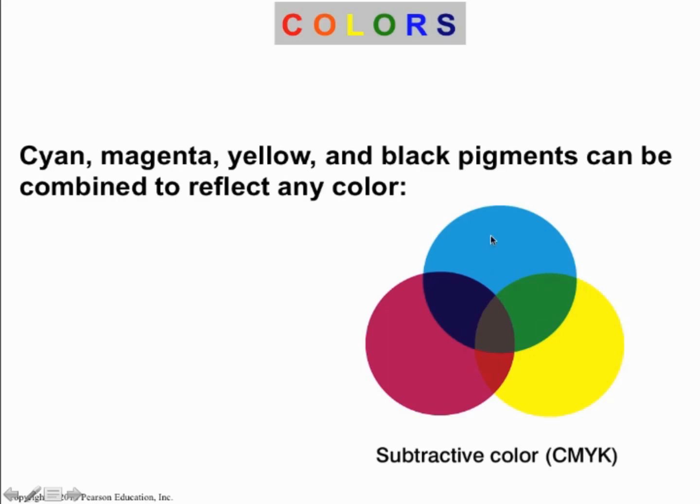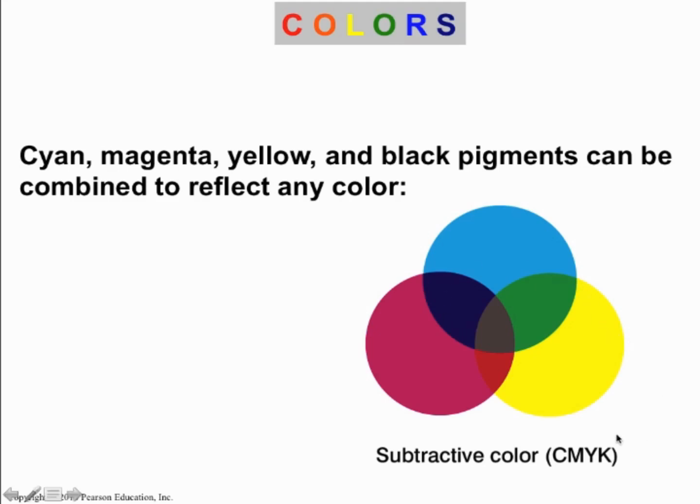Well, if you mix cyan and magenta, you get blue. If you mix cyan and yellow, you get green. If you mix magenta and yellow, you get red. And so then the secondary subtractive colors are the primary additive colors. It's kind of interesting.